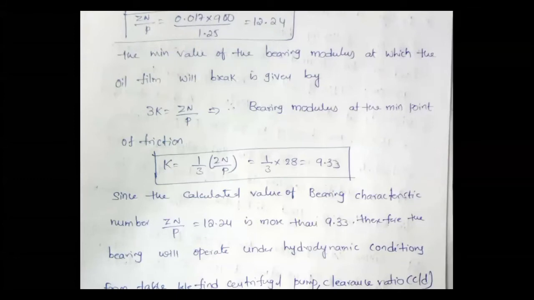Okay, fine. 28. This is your choice, whether you are having a data book or not. So I can't help. All right. Okay, fine. Now, after knowing the Zn by P value is 28.